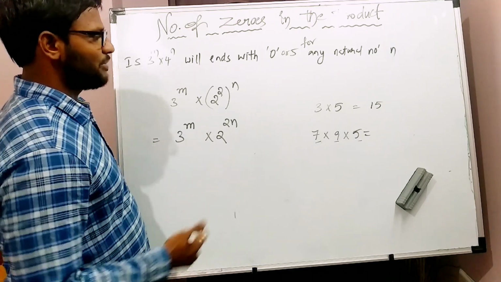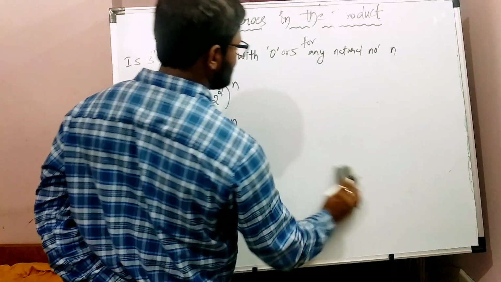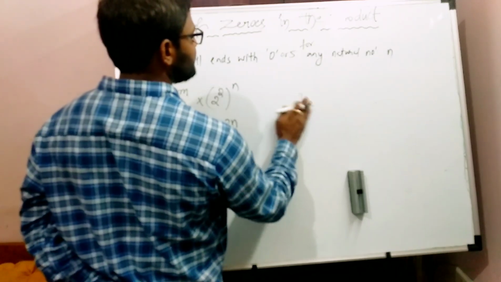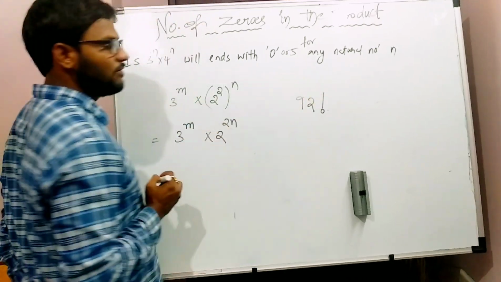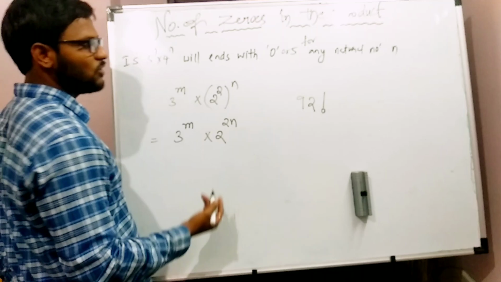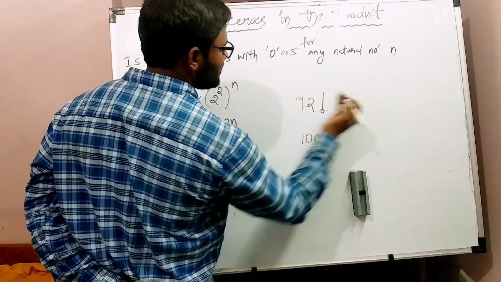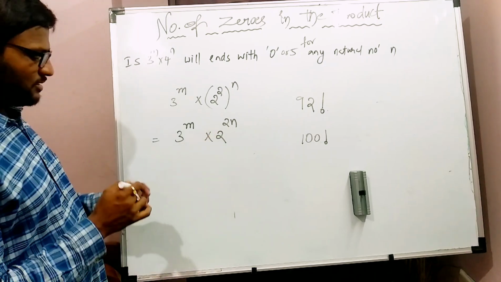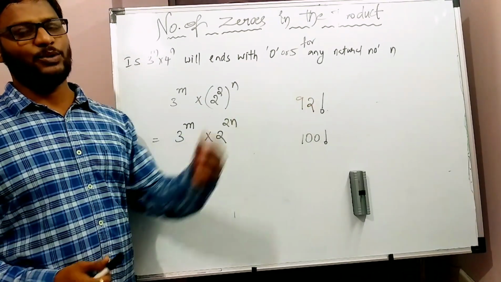Okay. Now my question is, you just put your answers in the comment box. 92 factorial, how many zeros in the end? 92 factorial ends with how many zeros? 100 factorial ends with how many zeros? Okay, so please try to answer this and put it in the comment section.